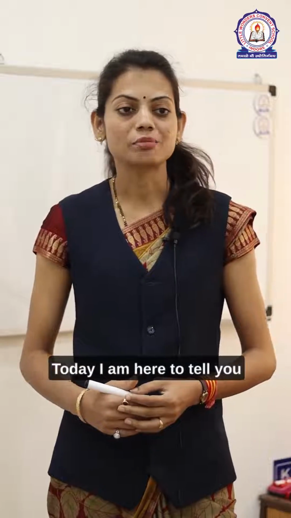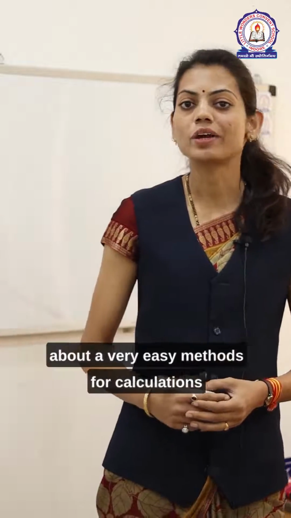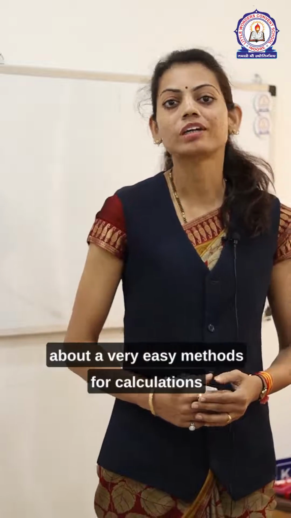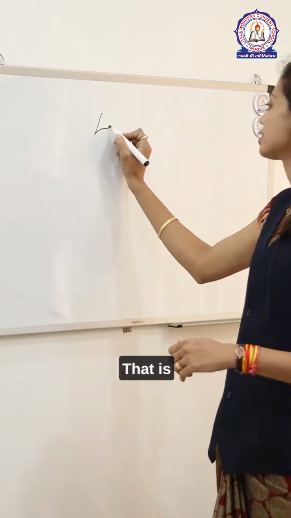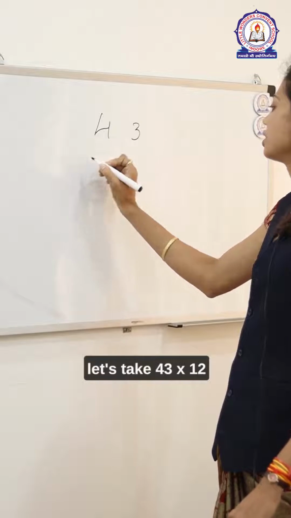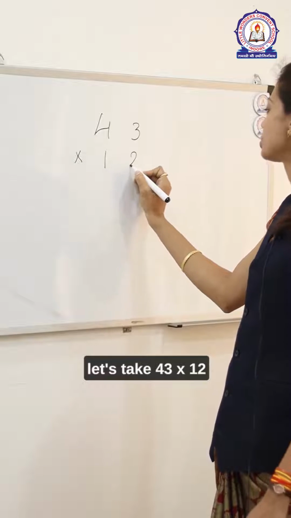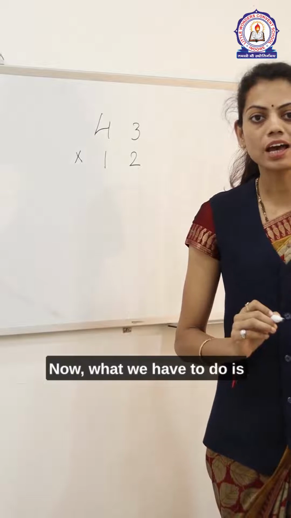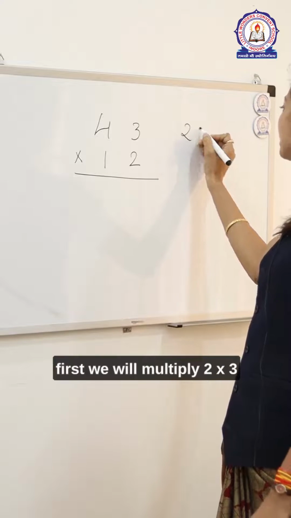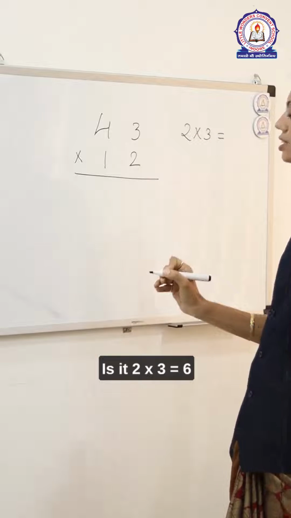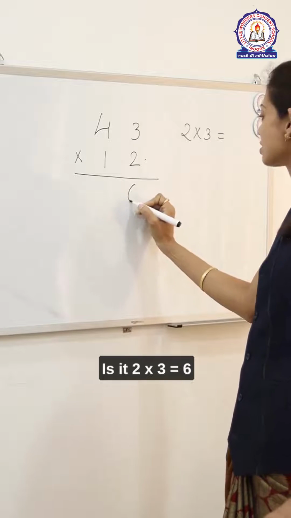Students, today I am here to tell you about a very easy method for calculations. Let's start. Let's take 43 multiplied by 12. Now what we have to do is, first we will multiply 2 into 3. 2 3s are 6.